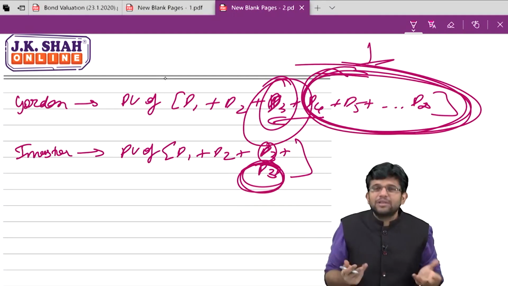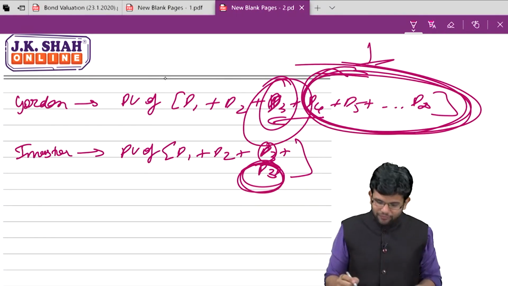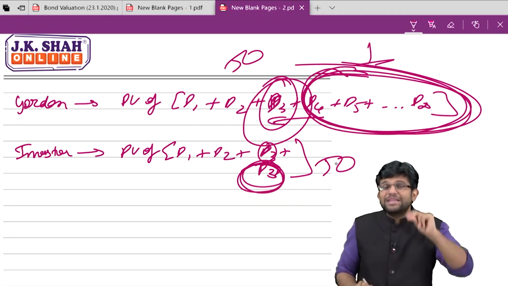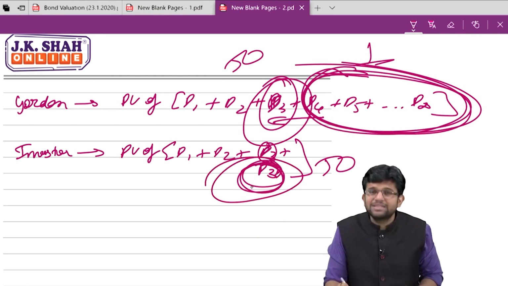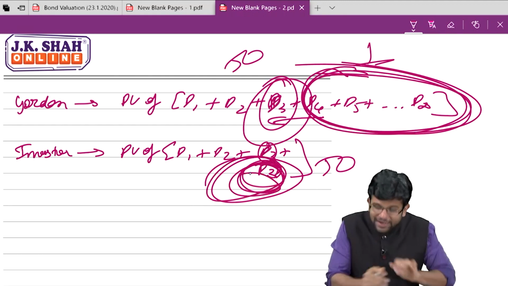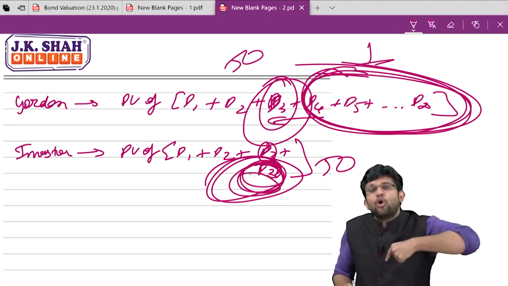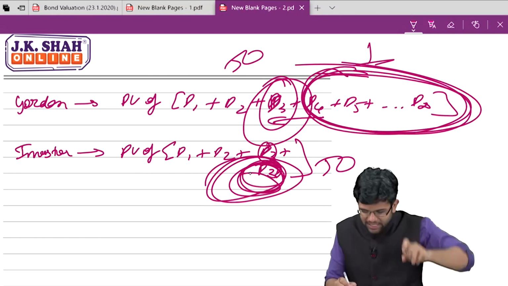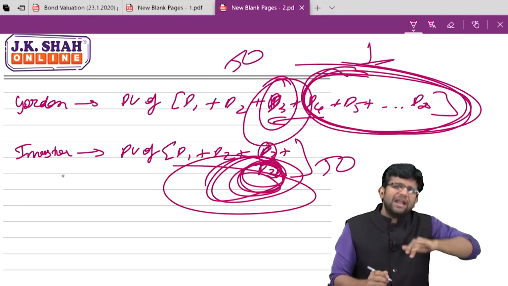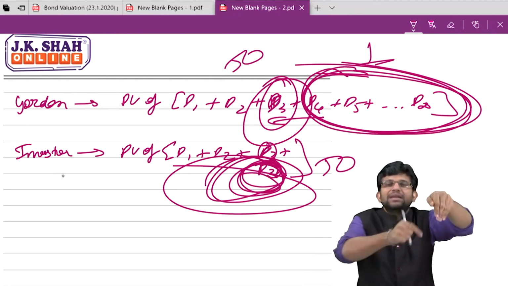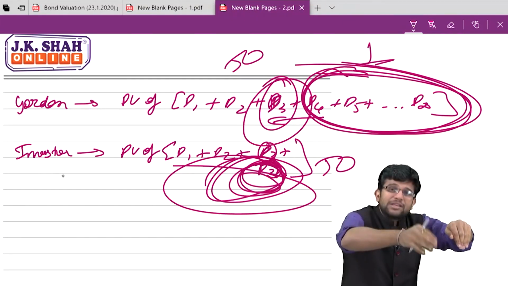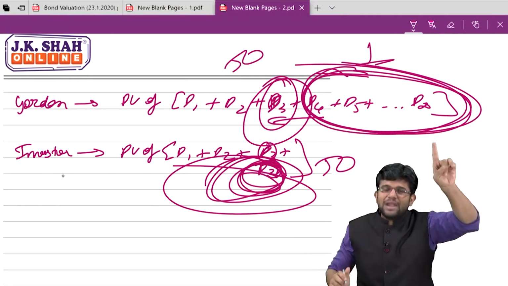Both will definitely give you the same values only, correct? So therefore both of them gave us 50, and therefore don't think that Gordon has ignored the selling price. He has not ignored. He has in fact expanded the selling price to all future dividends from there till eternity, because he knows that the selling price of that share at whichever year you want to take is nothing but the present value as on that year of all future cash inflows from that year onwards till eternity.